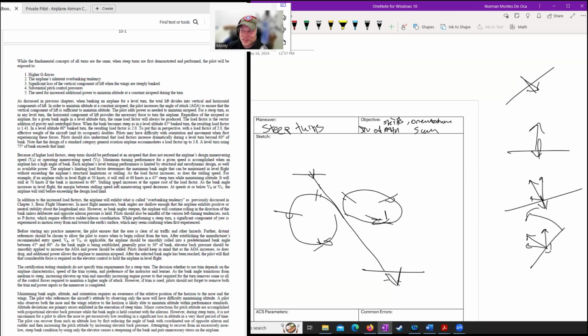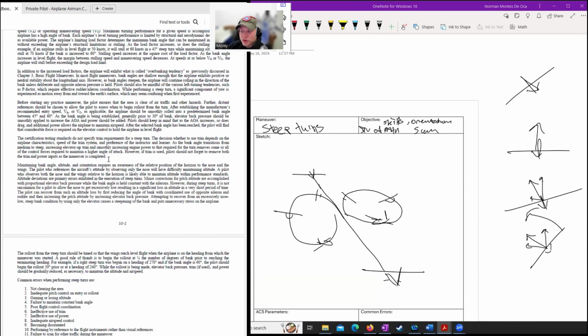As the load factor increases, so does the stalling speed. Keep that in mind. For example, if an airplane stalls in level flight at 50 knots, it will stall at 60 knots in a 45-degree steep turn while maintaining altitude. It will stall at 70 knots if the bank is increased to 60 degrees of bank. Stalling speed increases at the square root of the load factor. As the bank angle increases in flight, the margin between stalling speed and maneuvering speed decreases. At speeds at or below VA, the airplane will stall before exceeding the design load limit. So you will stall before you break the plane if you're staying at or below VA. So keep that in mind.